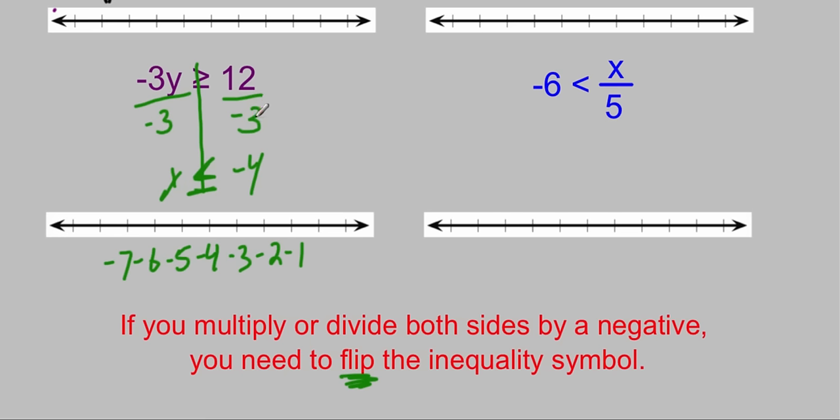When you're multiplying or dividing both sides by that negative, causing it to change its sign, that's where you want to flip that inequality symbol in your answer. And you're going to have to take your time graphing these equations when they're in the negatives as well. So you've got y is less than or equal to negative 4.